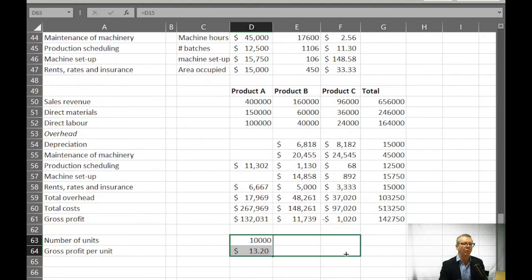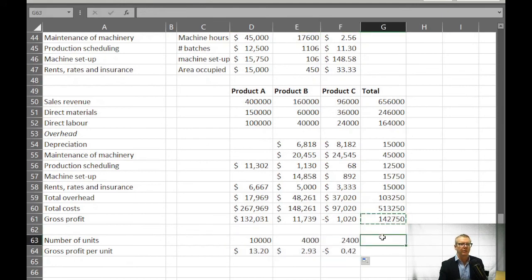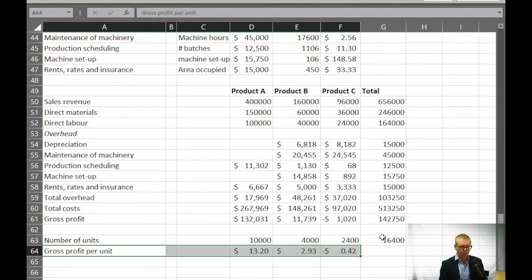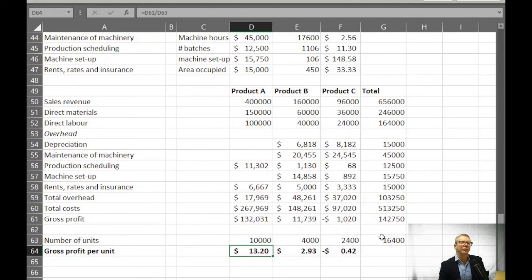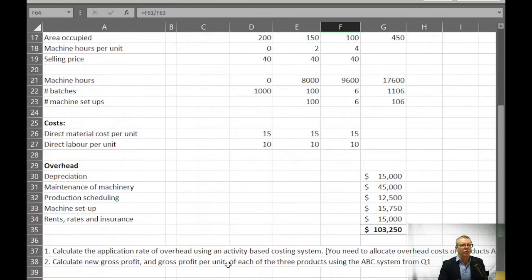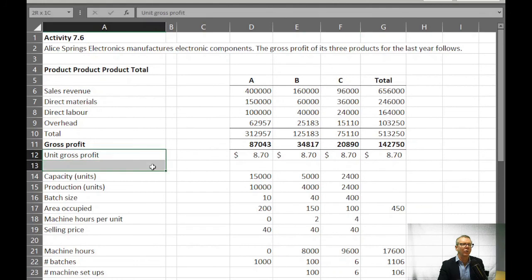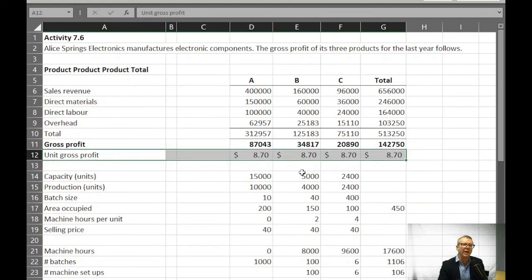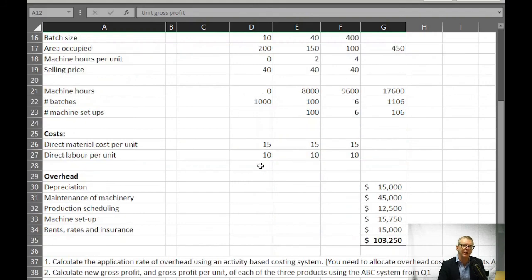Let's just do that for completeness. What we now have is a gross profit per unit of $13.20 for product A, $2.93 for product B, and a gross loss per unit of 42 cents for product C. Now, what we would compare that to is what we initially had under our old allocation system, where the unit gross profit was $8.70 for each of product A, B, and C.